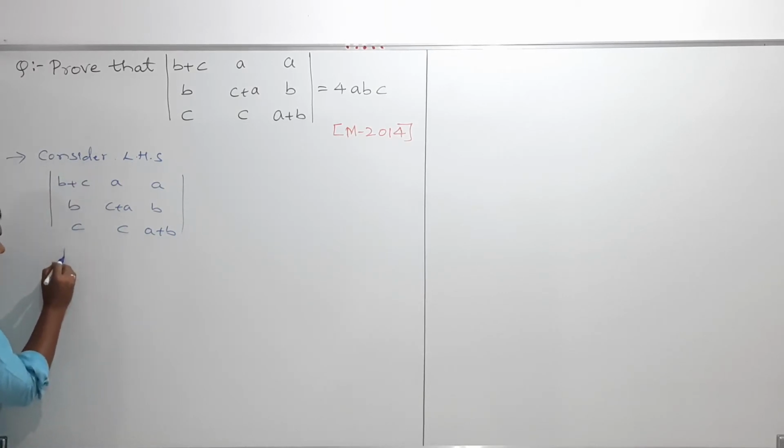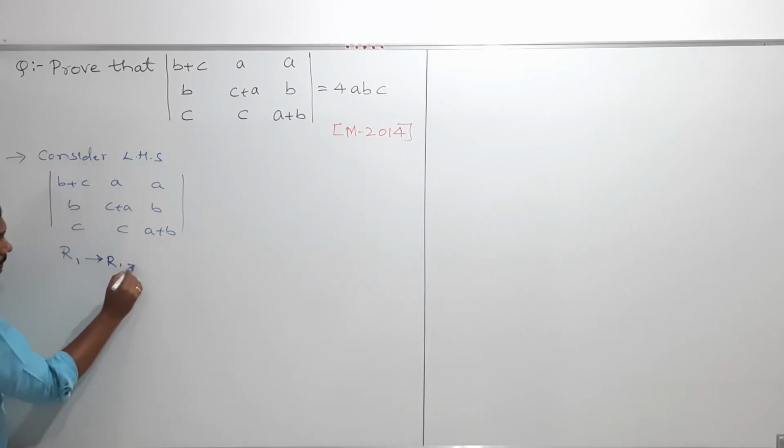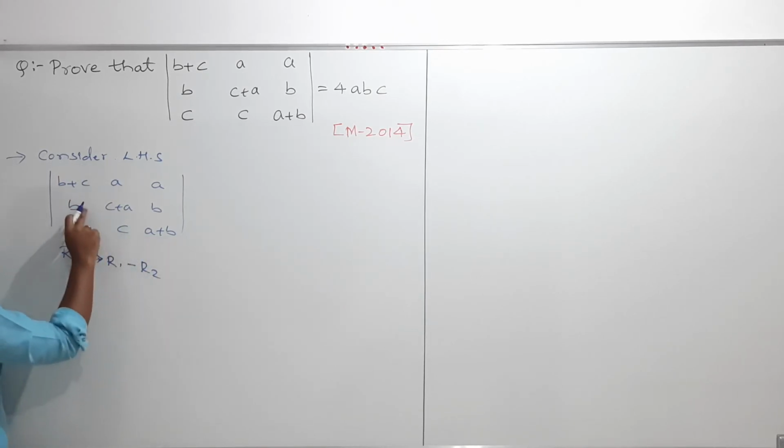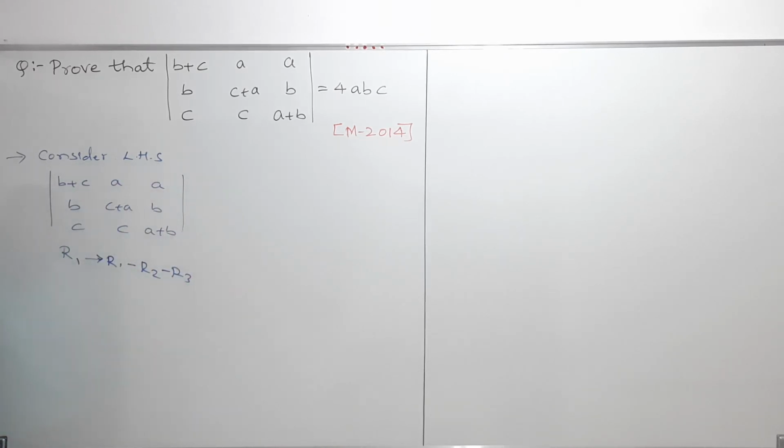In terms of the operation, I am writing here that I will change R1. R1 changes to R1 minus R2 minus R3. Row 1, row 2, row 3. From row 1, this element minus this element minus this element, so that in this place you will have the 0. Mathematically, in the form of an operation, I wrote it like this. It is applicable for all the elements of row 1, row 2, row 3.